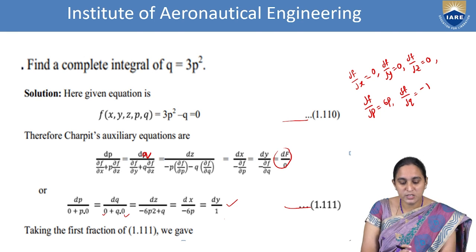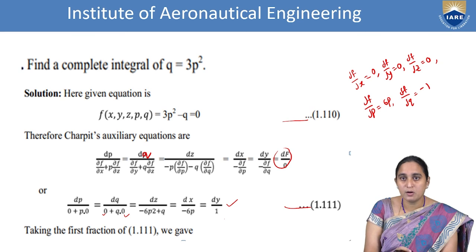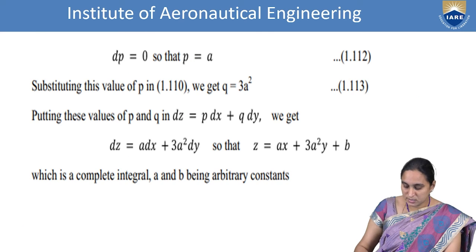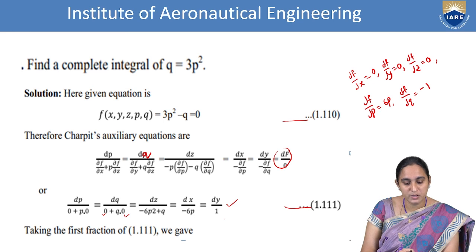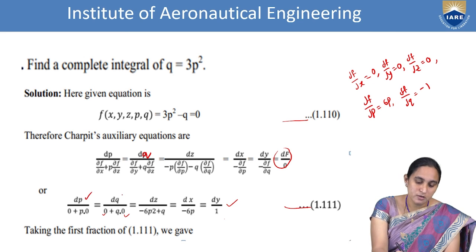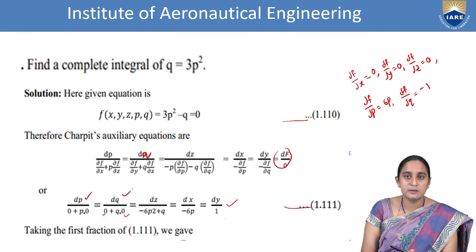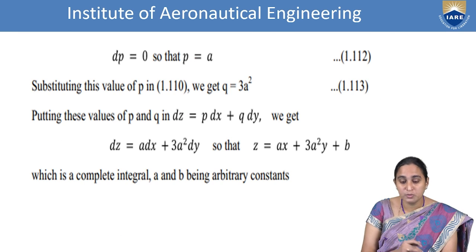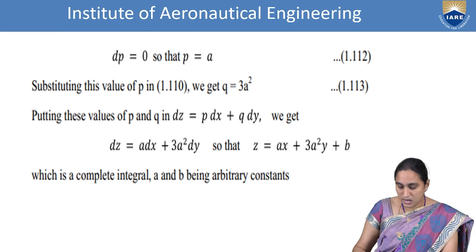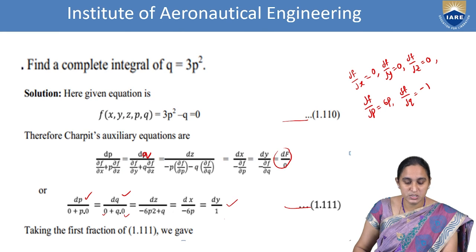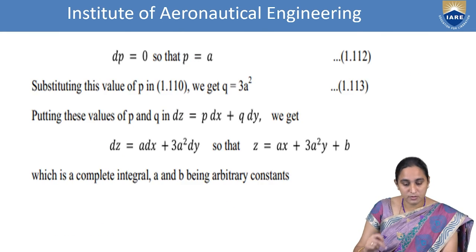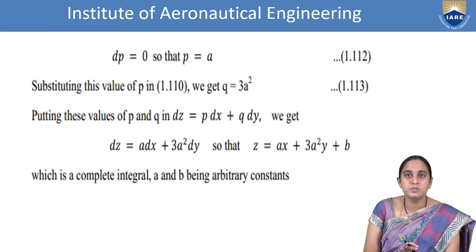From that auxiliary equation, what are the possibilities to solve for p and q values? We can take any two fractions. Here the possibilities are from the auxiliary equation. I'm taking the first two terms. From the two terms only, maybe I get either p or q. That's why equating the two, that is dp by 0 equal to dq by 0. I'll take the first fraction, not the second. Why? Because from that only we get the p value directly. That means dp is equal to 0.